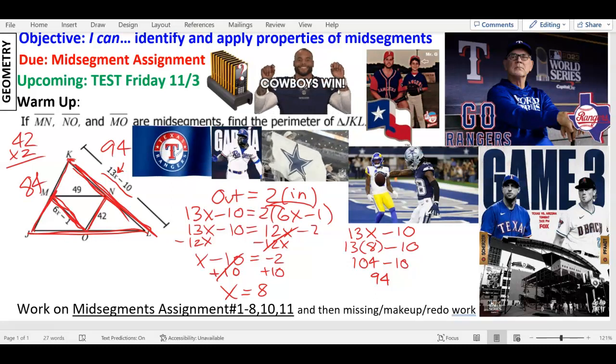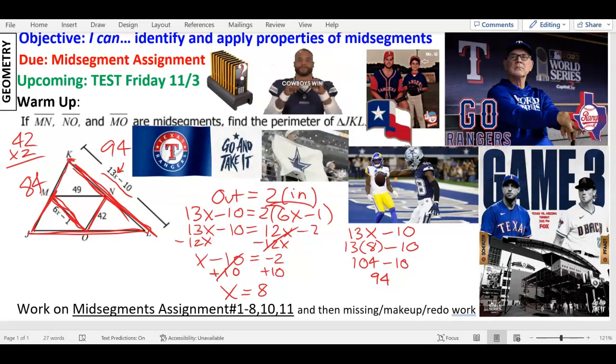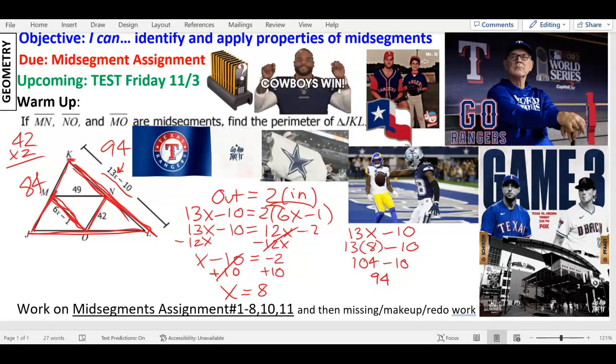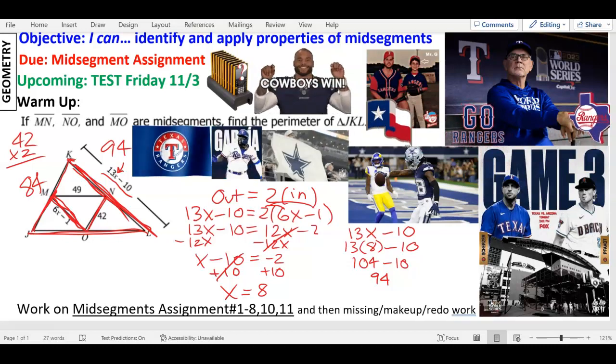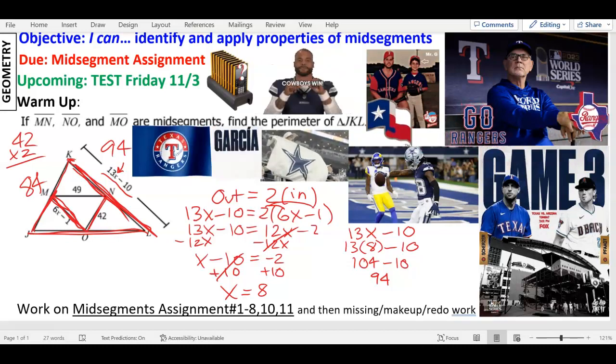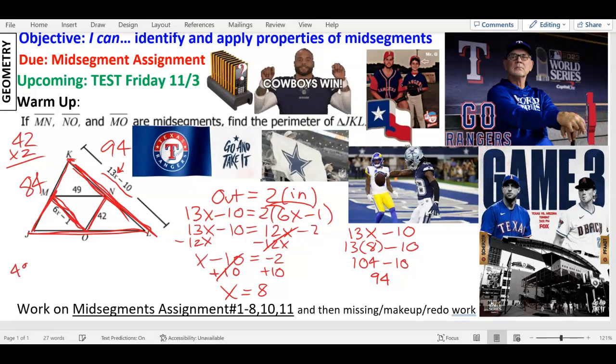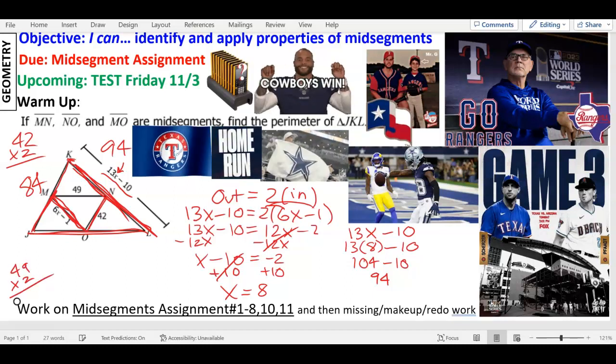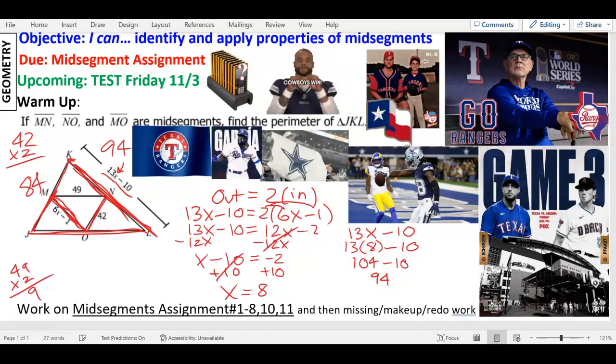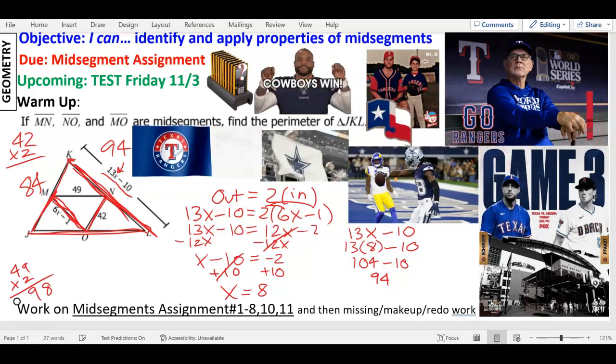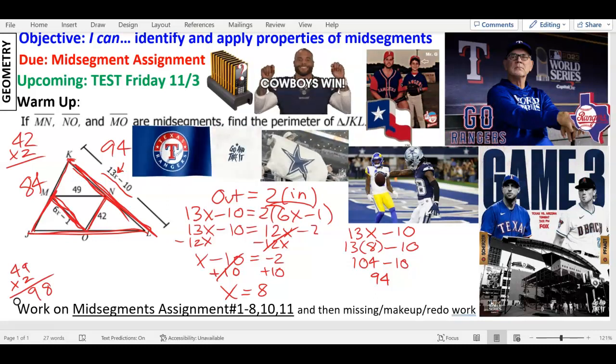What about JL? That's missing. Do I know the half midsegment right here? It's 49. What do I do to 49 to get the outside? Times 2. What's 49 times 2? 98, right? 49 times 2. I'm going to write that right here.